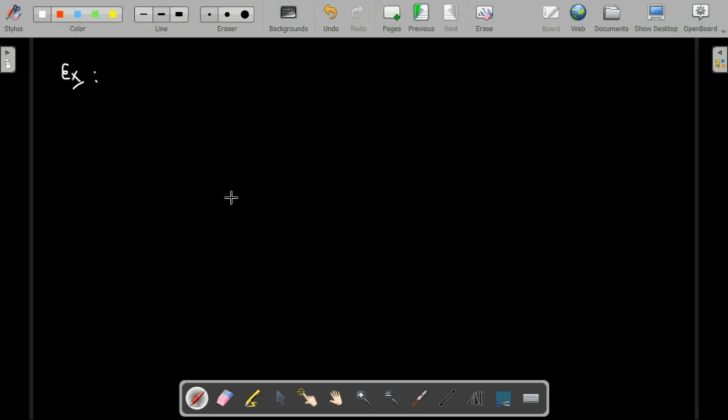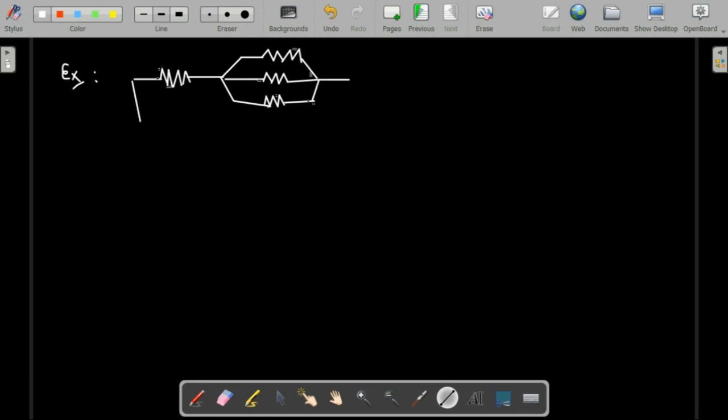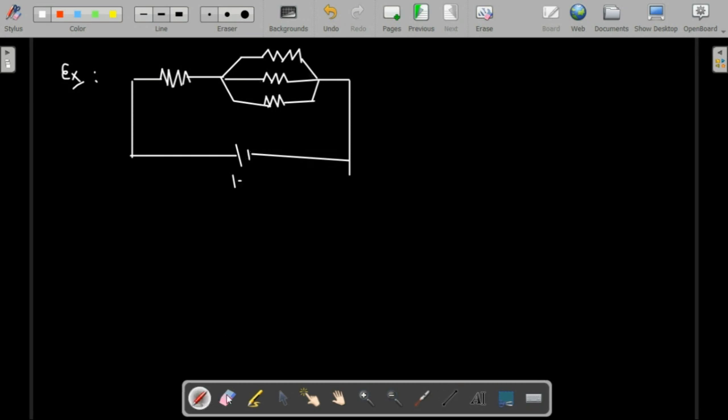Okay, so let's say I have got one more circuit here. Third example, you've got one resistor here. Let's try to make it a bit different. We have got one resistor here, one resistor maybe here, and one resistor here. Okay, and this is connected across a battery of any voltage. So in this case, let's take it as 10 volt. Okay, let me take the values and give it to you.